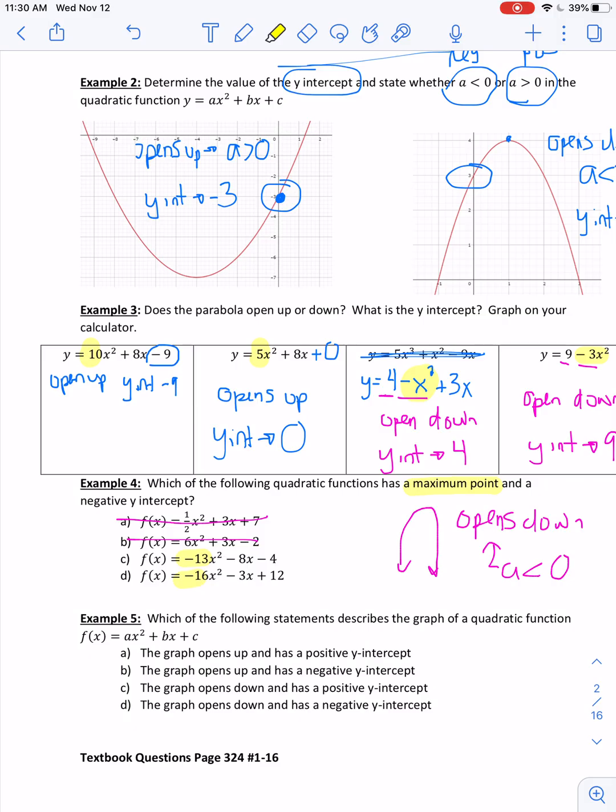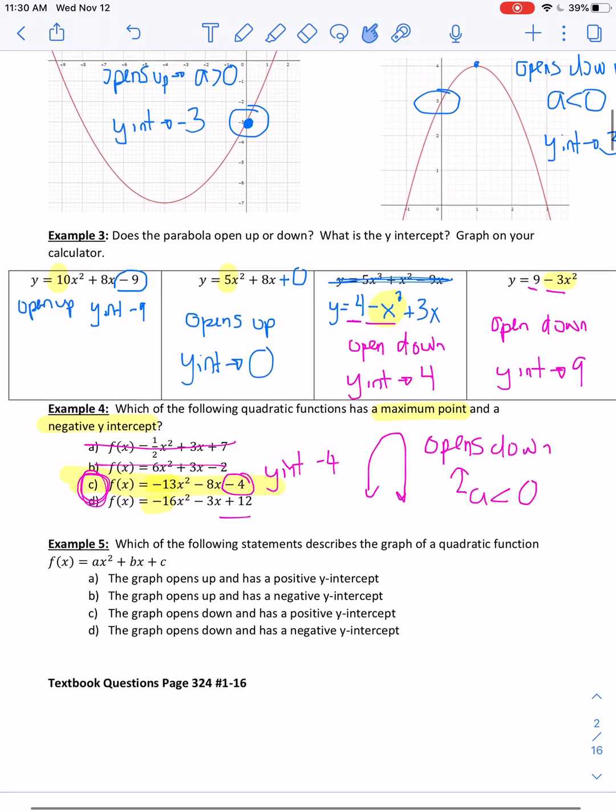If we read the rest of the example, it says we need a negative y-intercept. So the y-intercept is the constant. So the only example that has a negative y-intercept is C because it has a y-intercept of -4, while D has a y-intercept of +12. So the correct quadratic function that has a maximum point and a negative y-intercept is C.